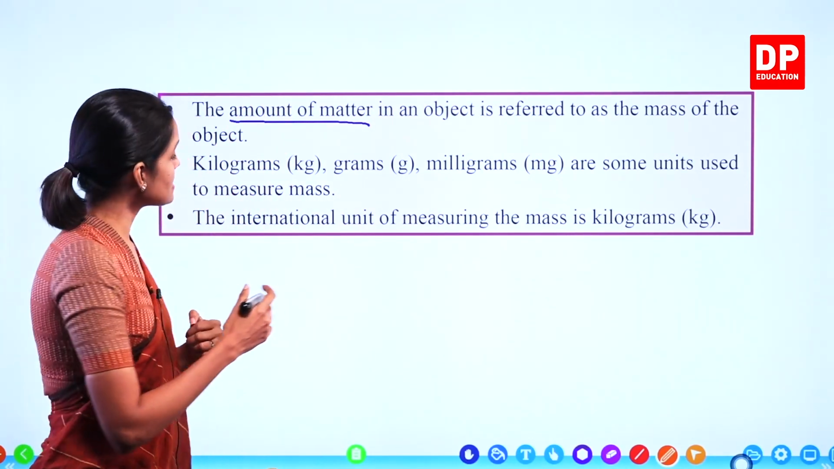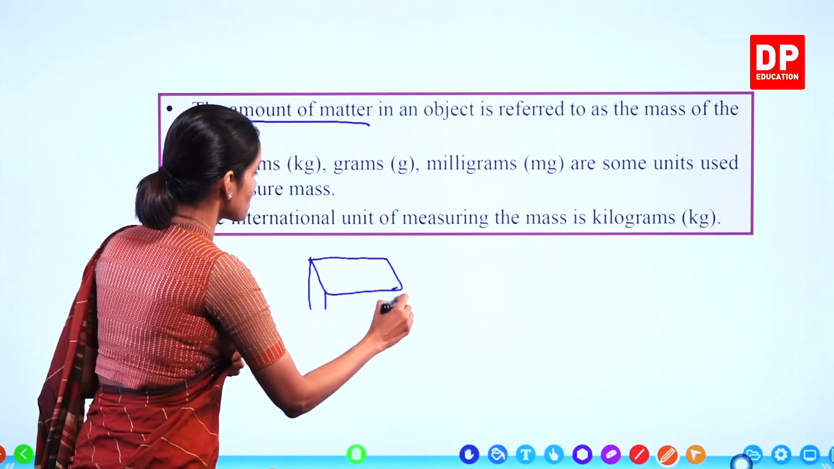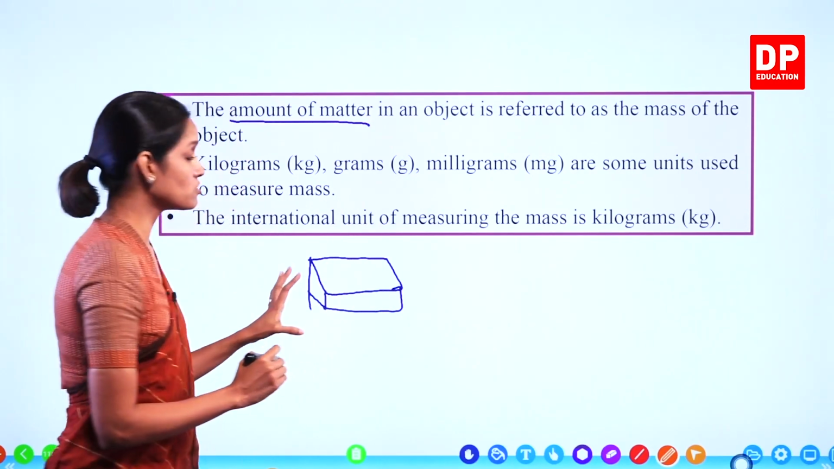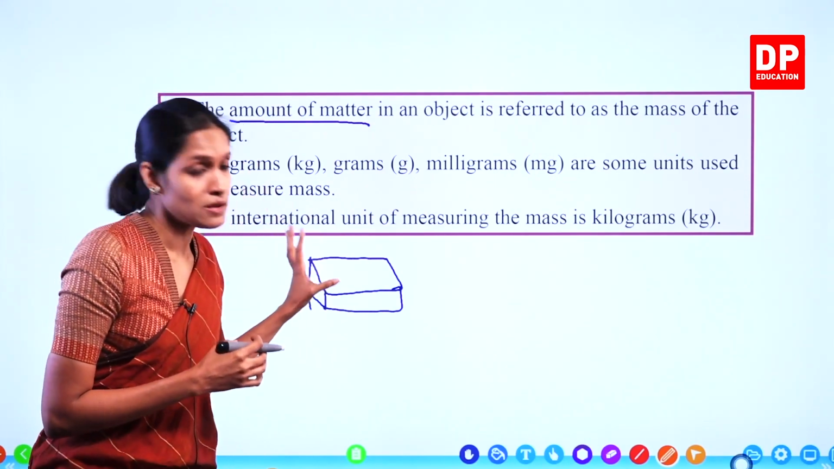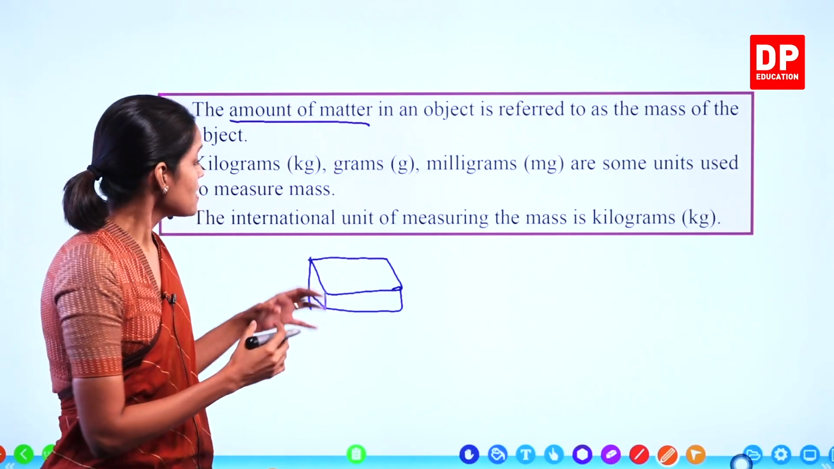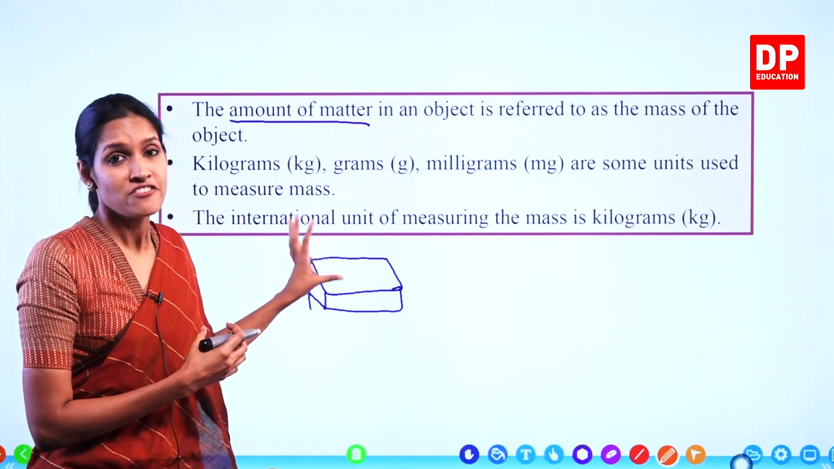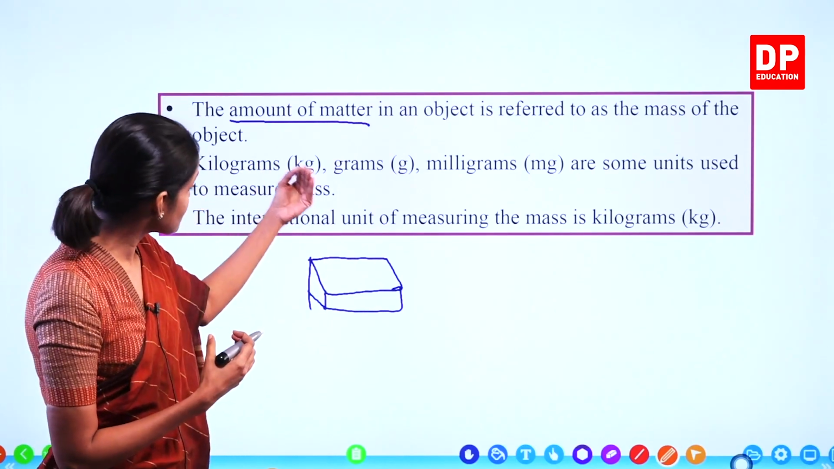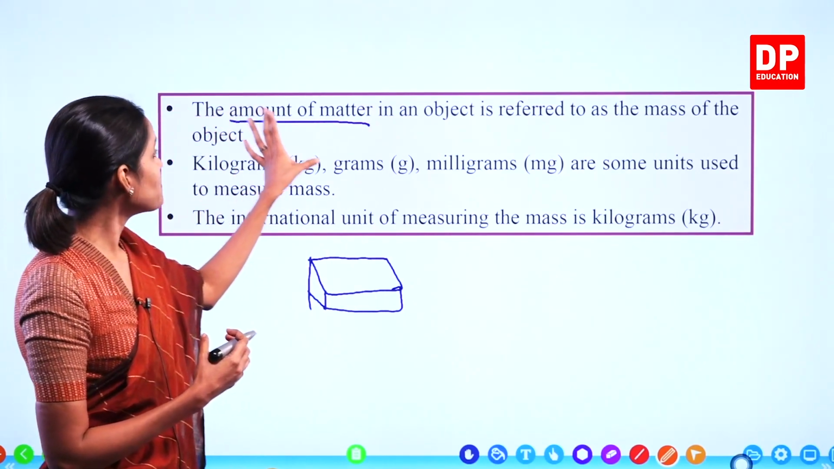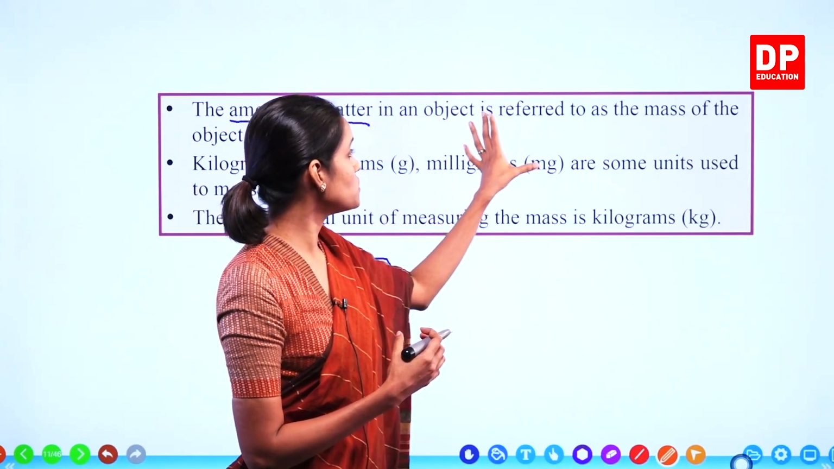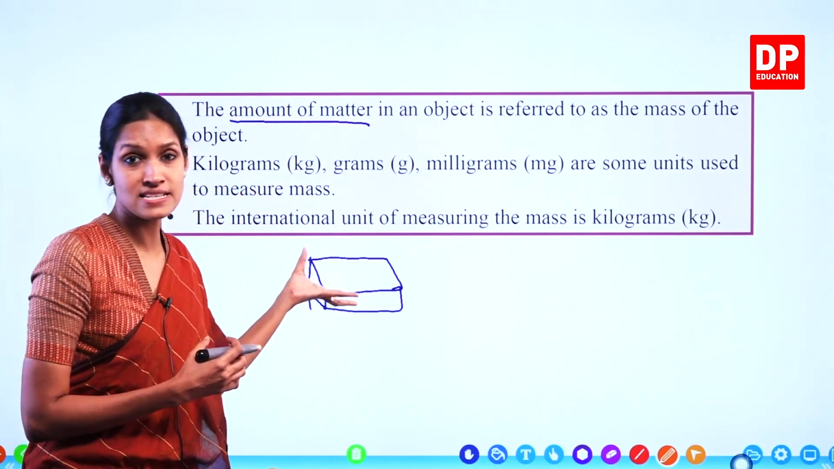Okay, children? Let's take a piece of iron. If you take a piece of iron, it is made out of iron particles. The substances present in it are iron particles. So what happens if the amount of iron particles present in a certain piece is very high? That decides what the mass is. Okay, so the amount of matter in an object is referred to as the mass of the object. So now the piece of iron is heavier.